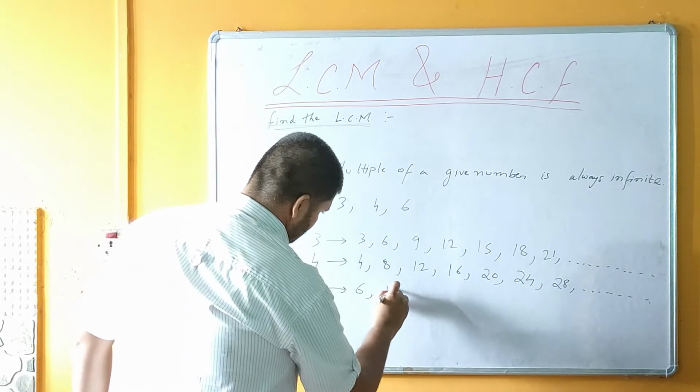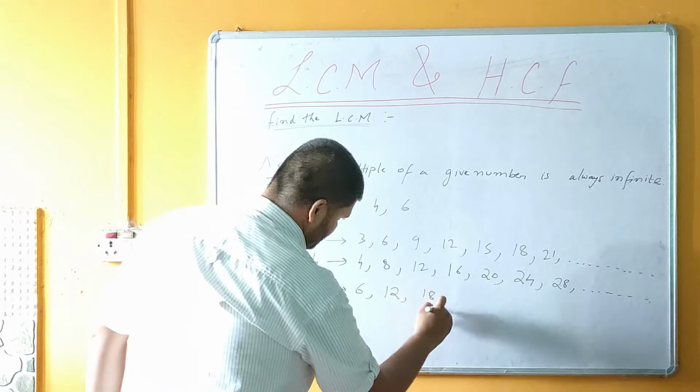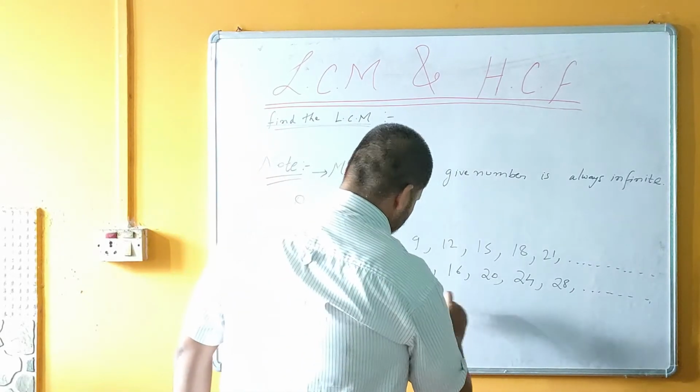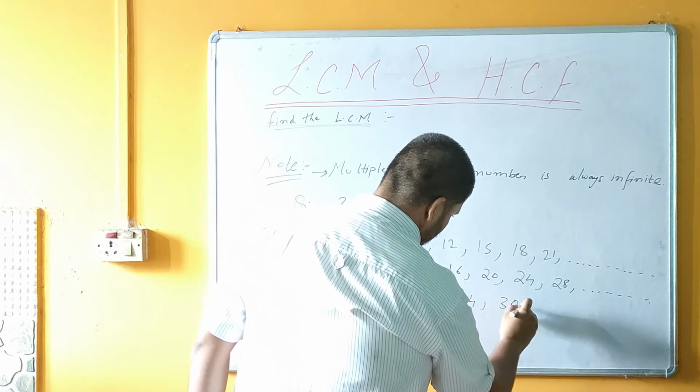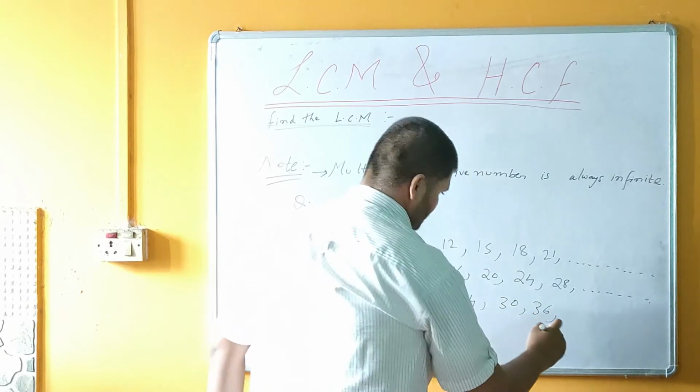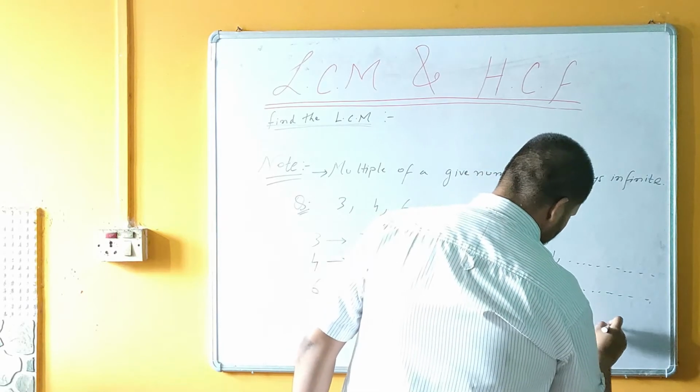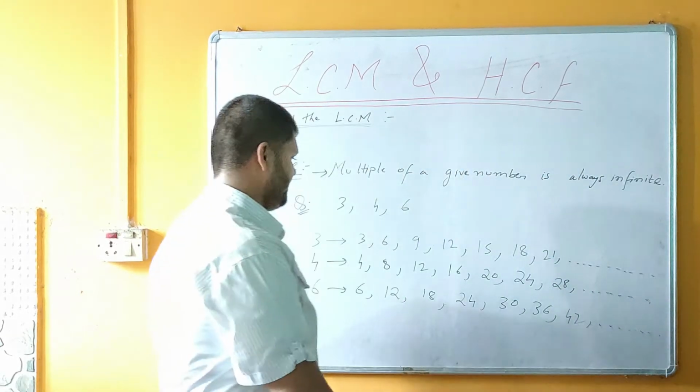6 1s are 6, 6 2s are 12, 6 3s are 18, 6 4s are 24, 6 5s are 30, 6 6s are 36, 6 7s are 42. In this way we will continue up to infinity.